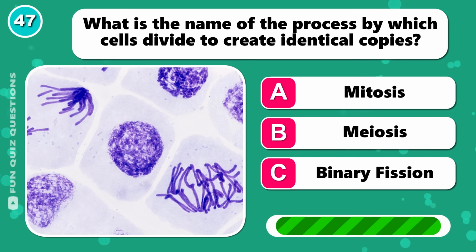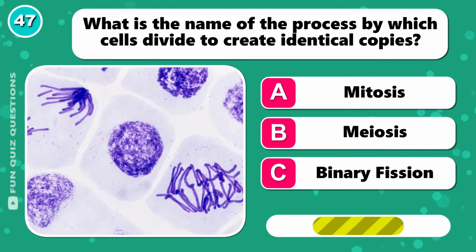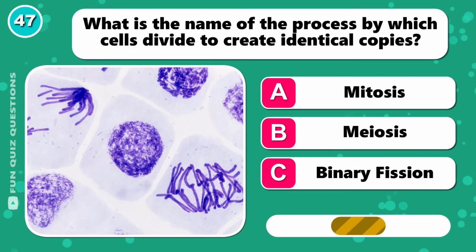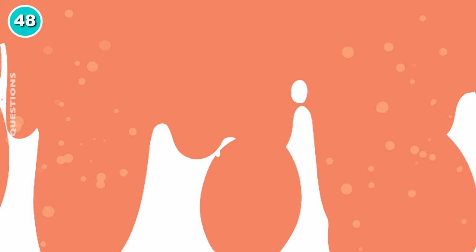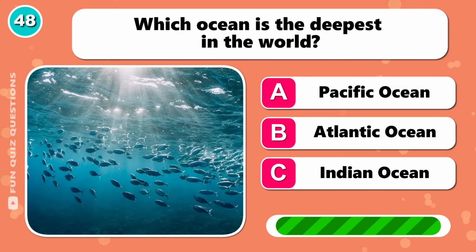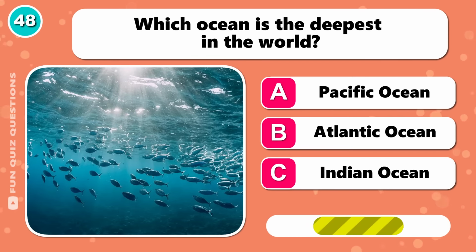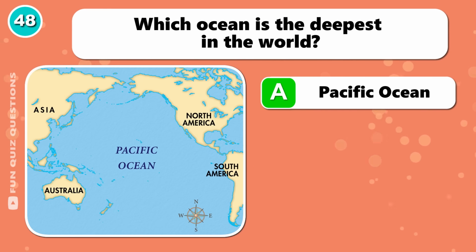What is the name of the process by which cells divide to create identical copies? It's A, mitosis. Which ocean is the deepest in the world? Correct, yeah, it's A, the Pacific Ocean.